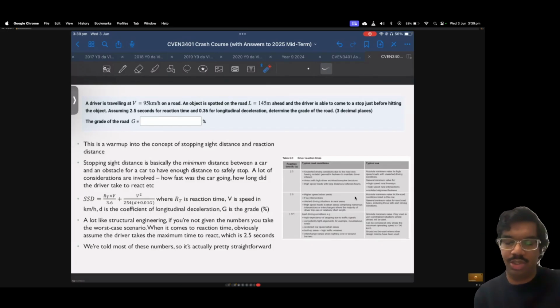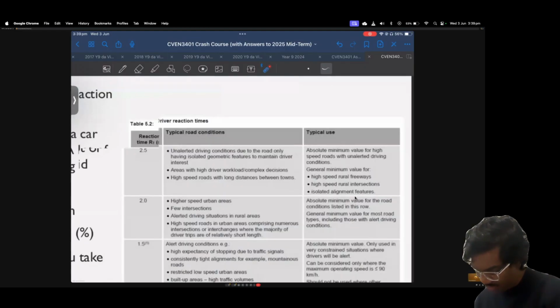Okay, so we are given the reaction time here, but in the next question, which is the last one, so this is the second last question, there's one more after this. In the next question, we're not given the reaction time, okay? So I would recommend always just take the worst case, okay? So let's have a read through these.